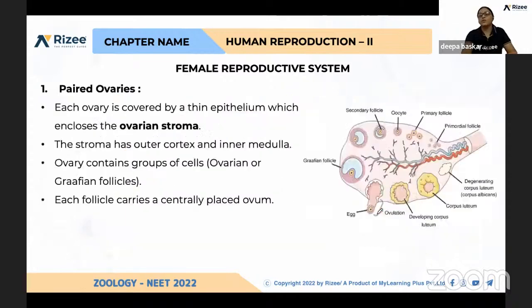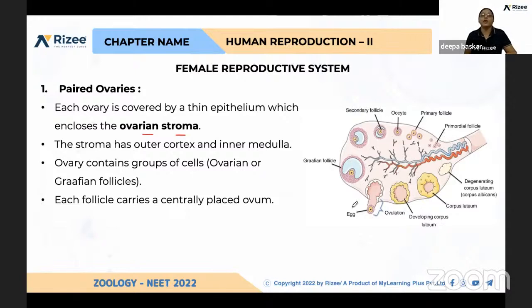Estrogen and progesterone. Yes. Now if you take the structure of ovaries, each ovary is covered by a thin epithelium which encloses the ovarian stroma. The middle part of the ovary is called the ovarian stroma, and that is covered by cuboidal epithelium, that is the germinal layer. And inside that cuboidal epithelium, it is composed of ovarian stroma.